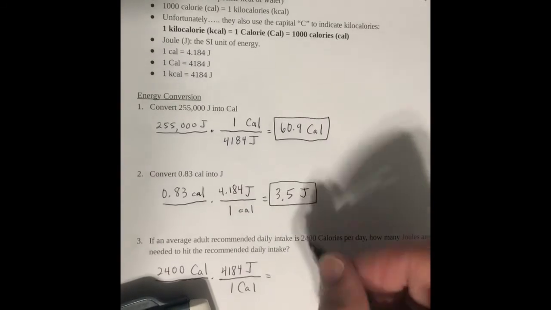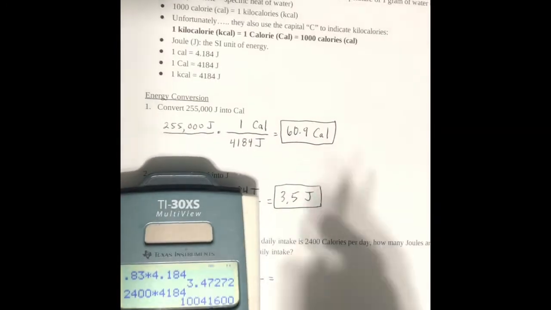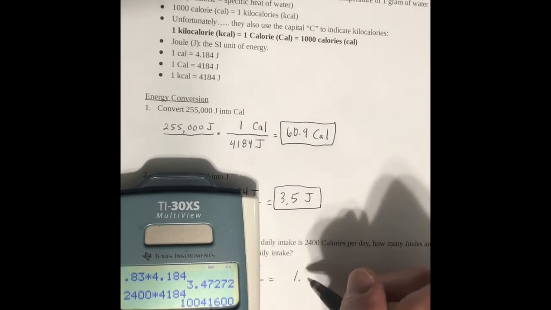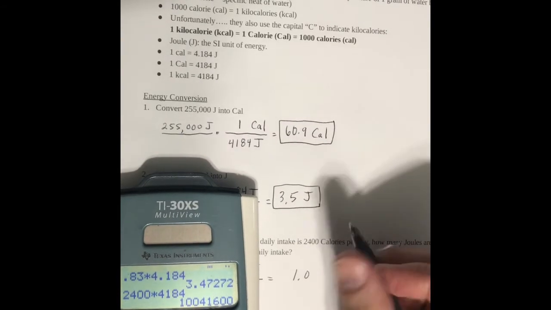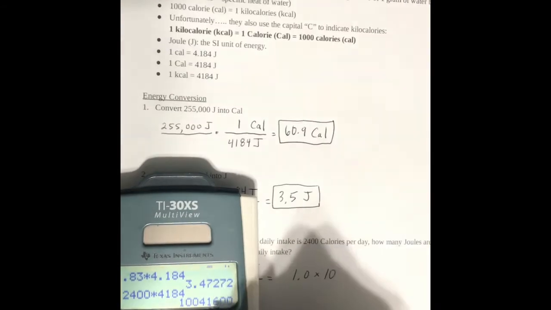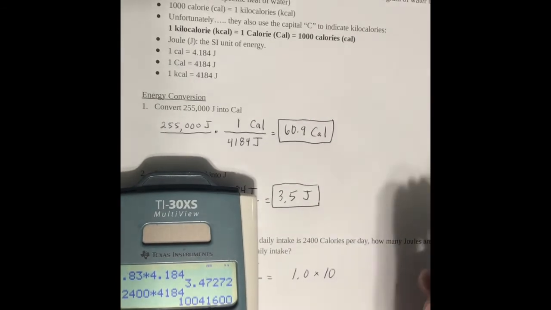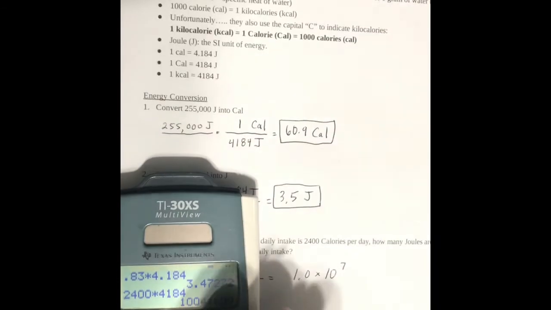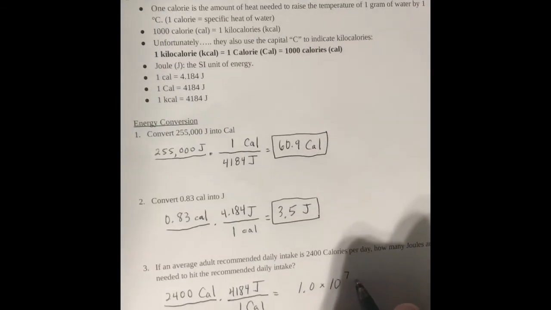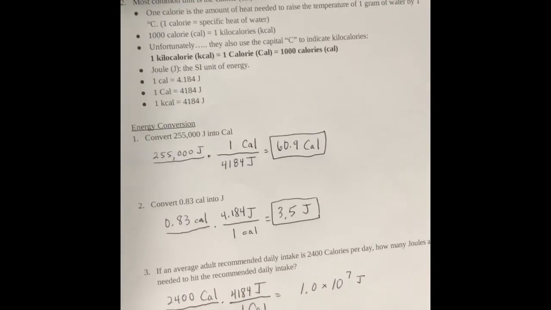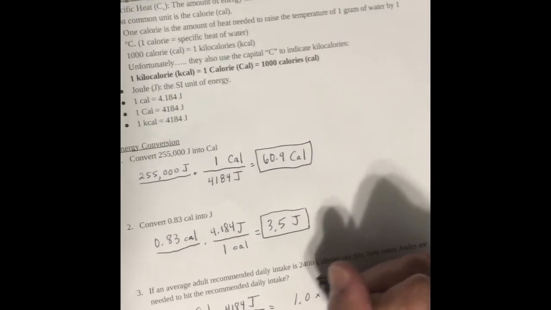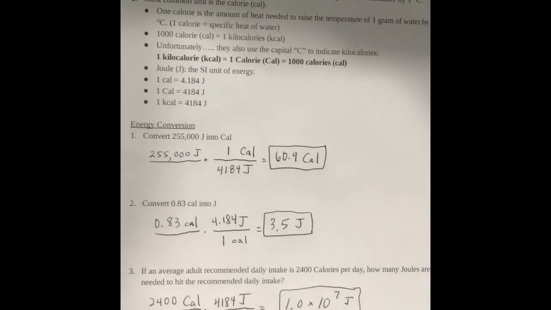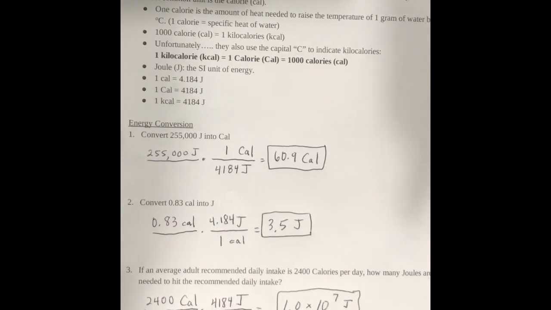So technically, if it was 2, the only way to do it correctly would be 1.0 times 10, and then it's, let's see, 3, 6, 7. So times 10 to the 7th, if we want the right number of significant figures. And the label we're left with is capital J. And there we go. Okay, hopefully that helps and it makes sense. Good luck with the homework, and if you have any questions, let me know.